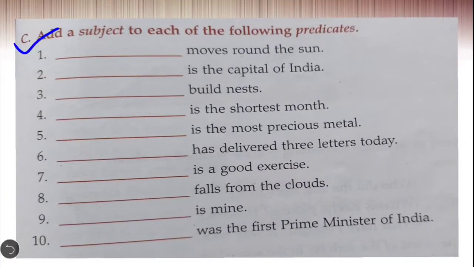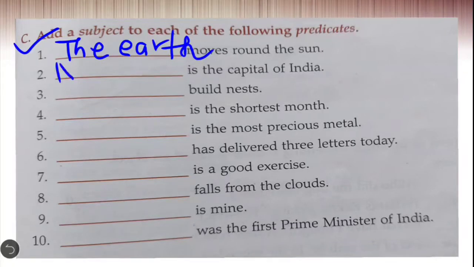Exercise number C. Add a subject to each of the following predicates. Now here these predicates are given to you. Students, these all are predicates, so you have to add a subject. You have to add a suitable subject here. Dash moves around the sun. So definitely what will come? The earth. So here you have to write the earth moves around the sun. Dash is the capital of India. What's the capital of India? Here you have to write New Delhi. New Delhi is the capital of India.